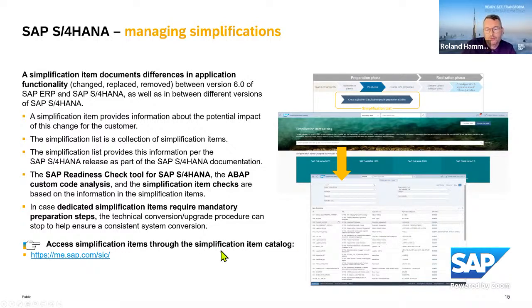And in addition to this, of course, we offer this information as a PDF document. The full list of those simplification items per release, and you find this on the SAP Help Portal.